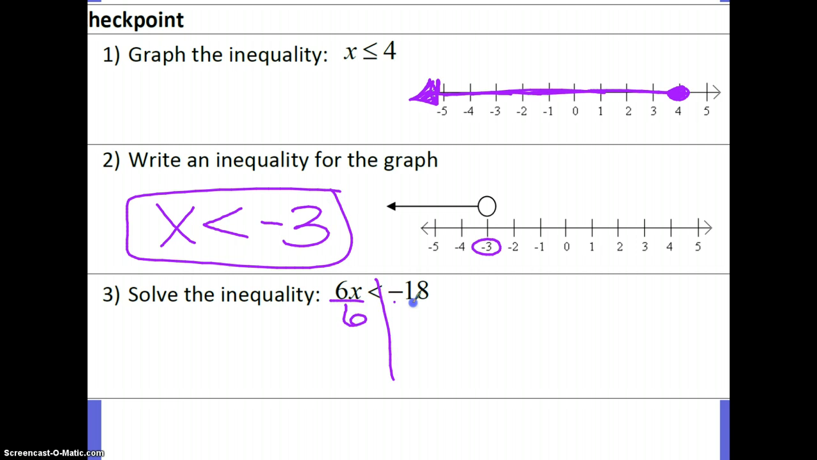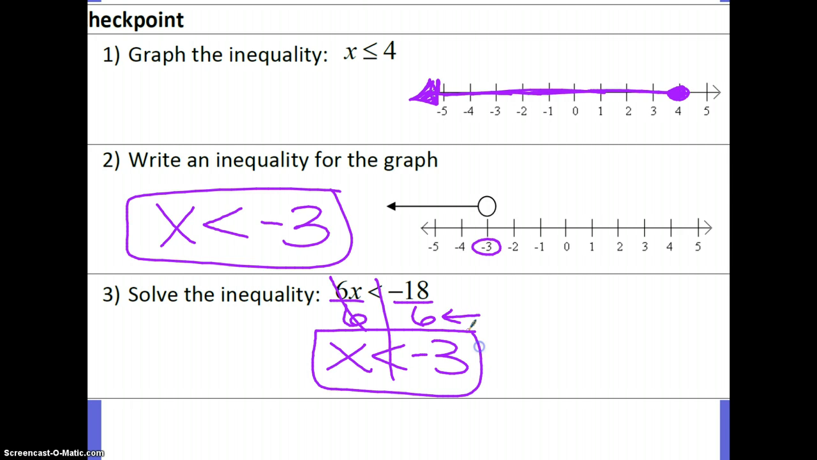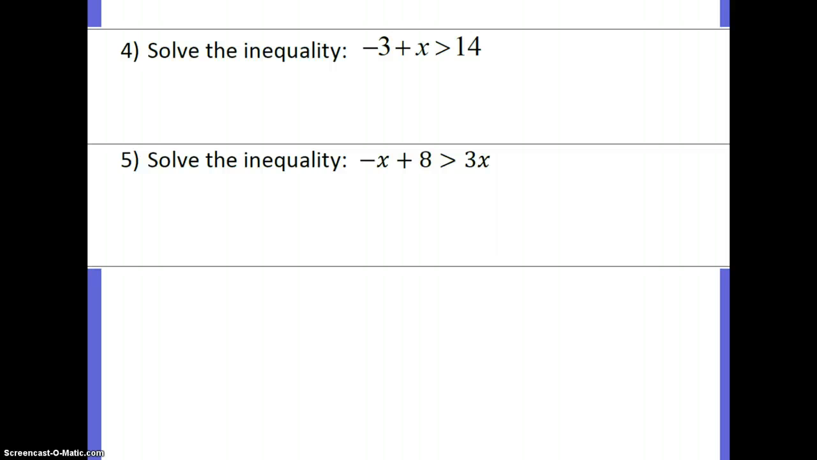Solve this. I divide both sides by 6. X is less than negative 18 divided by 6, which is negative 3. Notice the number that I'm dividing by is a positive. I did not flip the sign. And I could graph that. That's actually just the same graph that's right there if you were to put it on a number line. Solve the inequality.